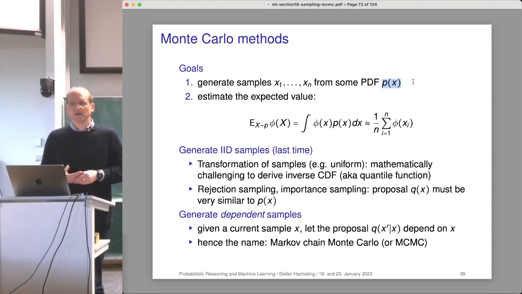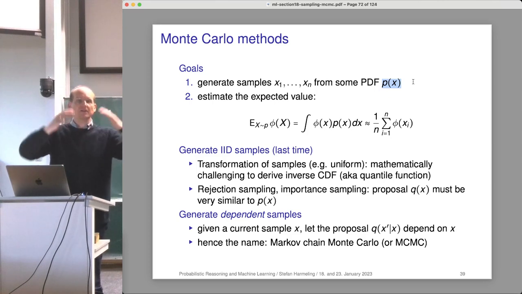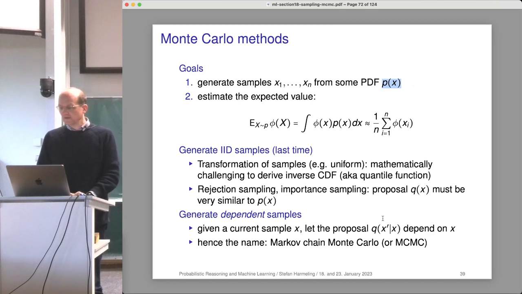So the idea is simple. We have a current value and then we sample again around it. This gives us a new sample. And now we have to find a method, given some proposal, maybe some nice algorithm, that allows us to generate samples from P of X with that trick.